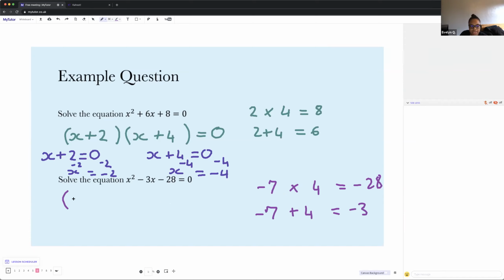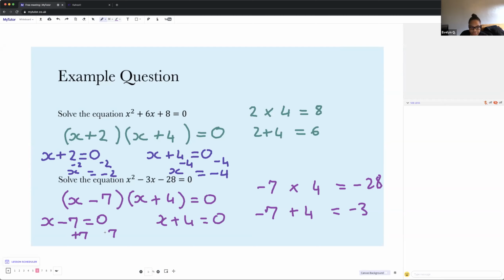Now those are the numbers that I put into my brackets. So I've got x minus 7 and x plus 4 equals to 0. And then the last step to make sure that you are solving properly, my answer is not going to be -7 and 4. I need to solve it. So I need to set each bracket equal to 0 first. So I've got x minus 7 equals 0 and x plus 4 equals 0. So then I add 7 to both sides for the left equation. So I've got x equals 7.